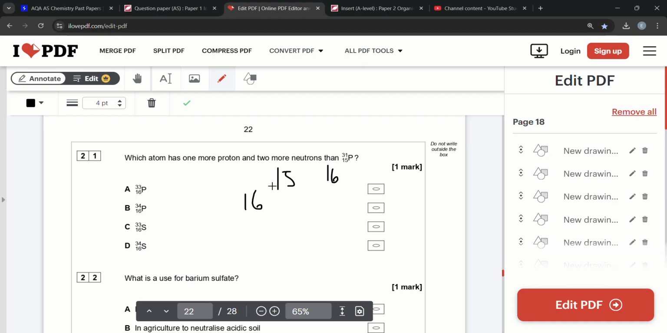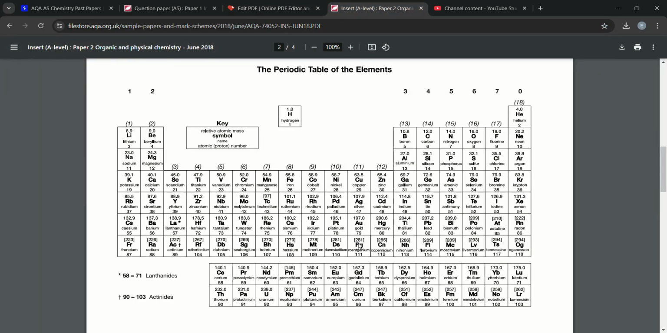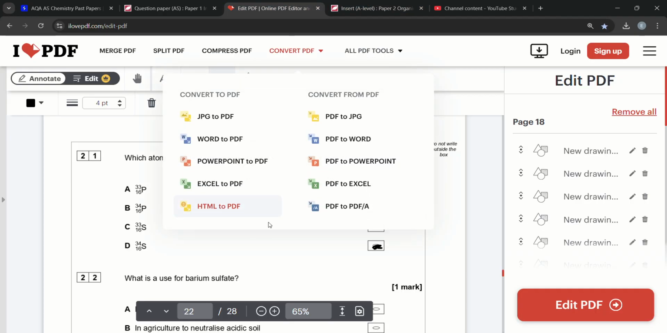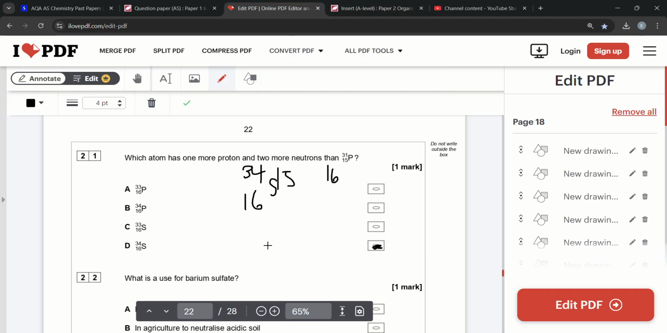31 minus 15 is 16, so 16 plus 2 is 18, so 16 plus 18, 34. We have to have 34 on the top. And if it's got 16 protons, it's got to be sulfur. So the answer is 34, 16 sulfur, whereas phosphorus has 15 protons. 34, 16.